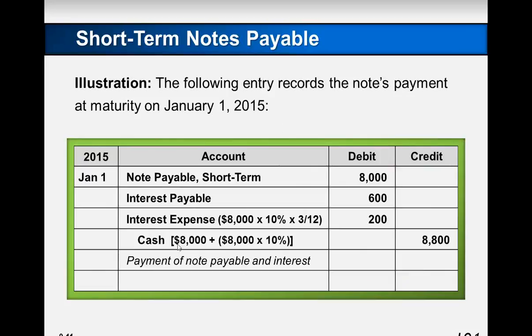And then we total that up for the total payout of cash of $8,800. Debits have to equal credits in every transaction, so we could force this at this point in time. And cash is an asset, which increases on the debit side. We have less cash, so it's a credit.